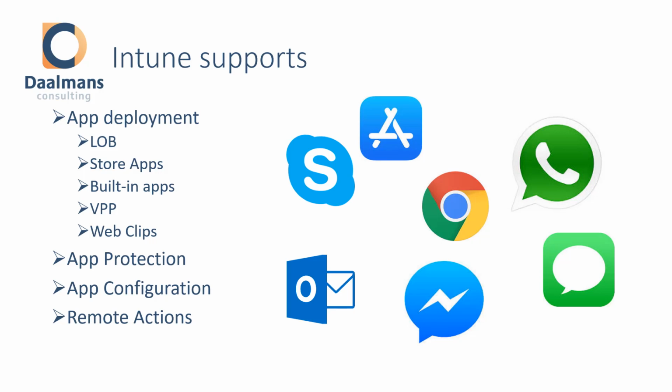With app protection, we can protect the apps. Later on, we have a little bit more about that. With app configuration, we can pre-configure apps. For instance, Workday, which is basically an HR app, we can pre-configure the right URL to be used by the Workday app. And we can perform remote actions on the app to remove the corporate-owned data if it's app protected.